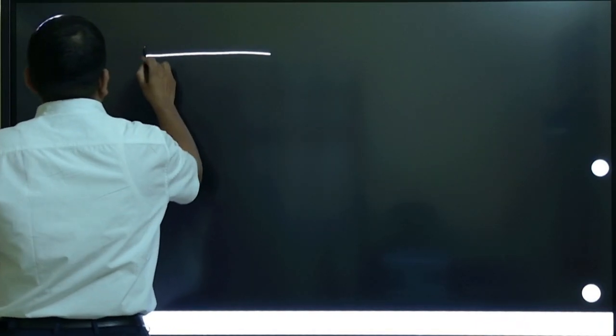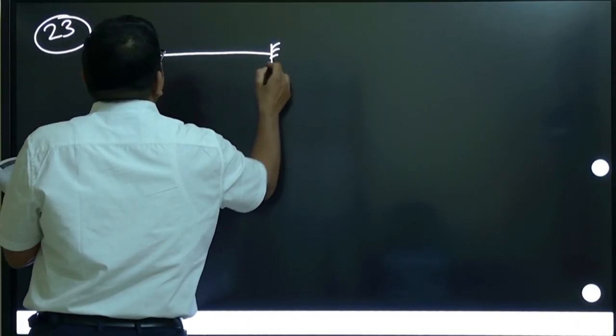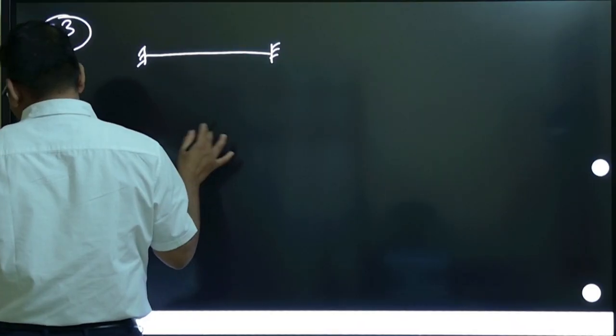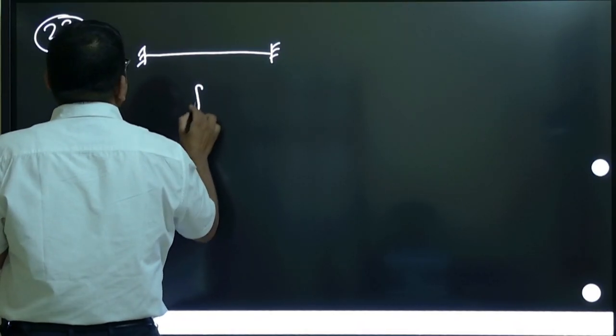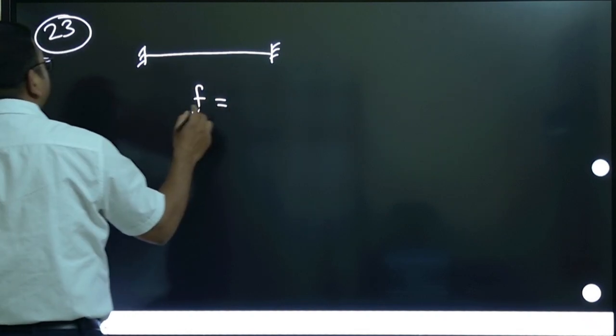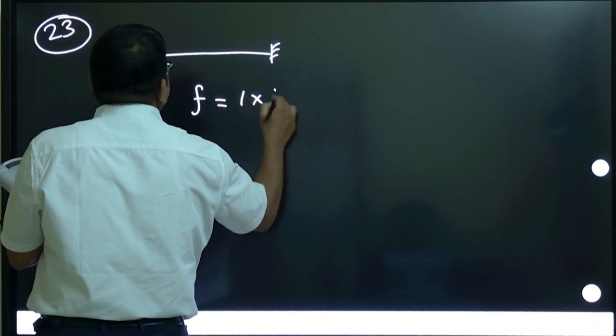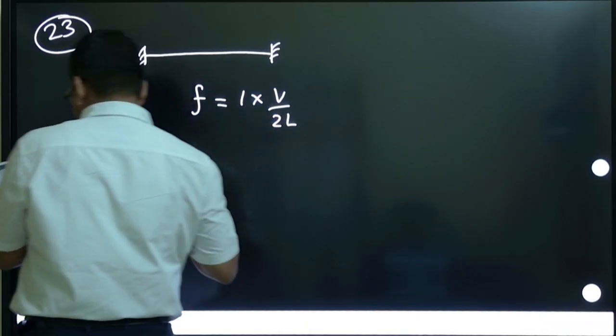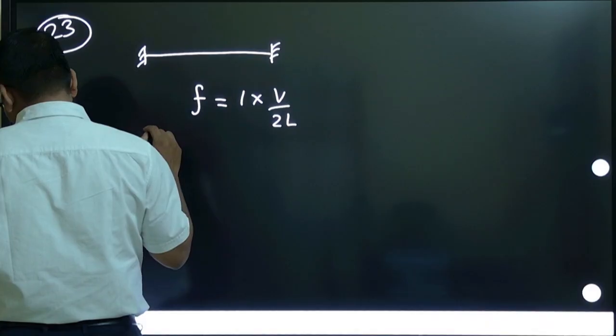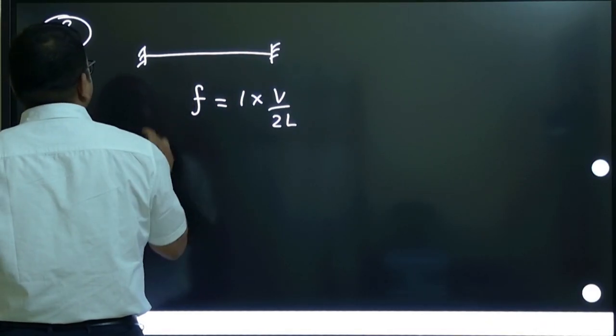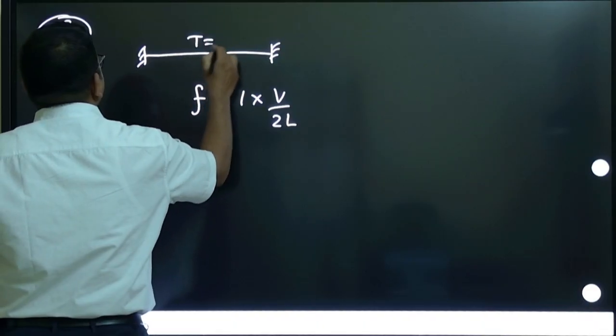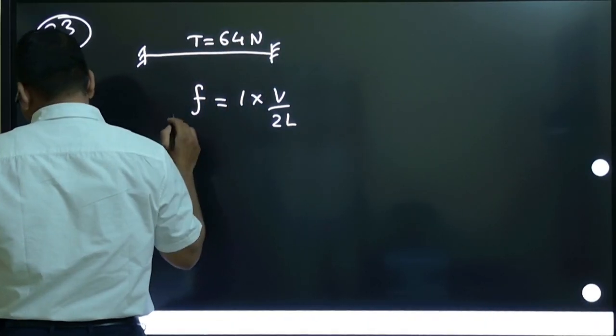A sonometer wire under tension of 64 Newton is vibrating in its fundamental mode. The sonometer wire is vibrating in fundamental mode, so its frequency will be, with nodes on both sides, 1 into v by 2L, right? And they have given that the tension in this string is 64 Newton.